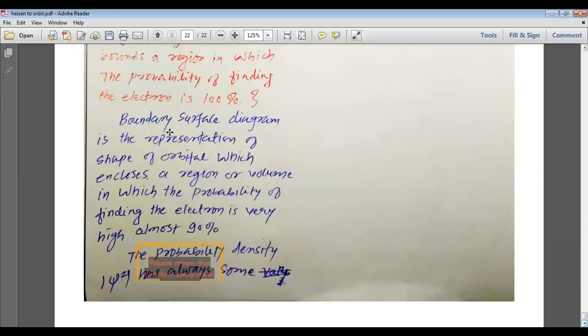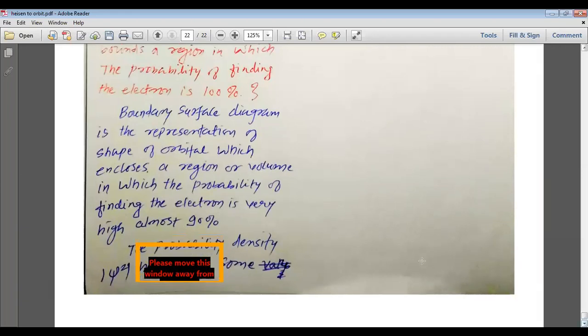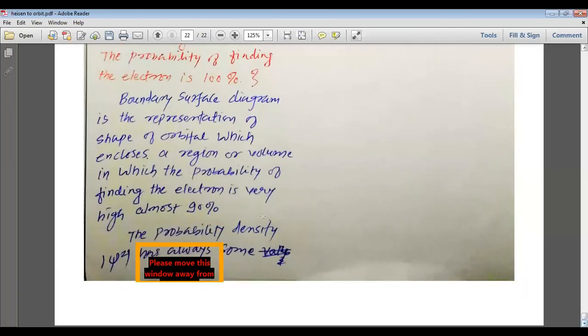A boundary surface diagram is a representation of the shape of an orbital which encloses a region or a volume in which the probability of finding the electron is very high, almost 90%. So in a boundary surface diagram, we generally represent the area where the probability of finding the electron is almost 90% or more.